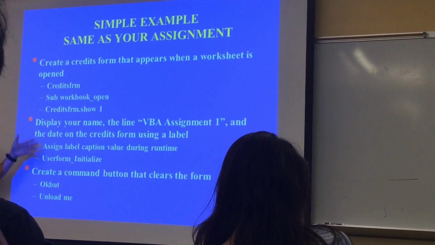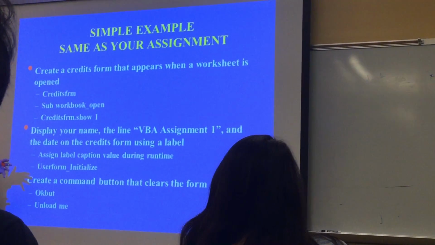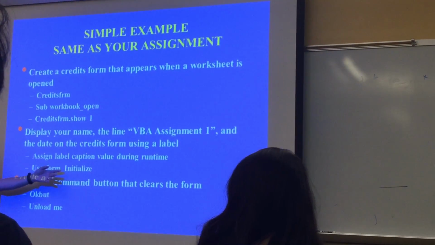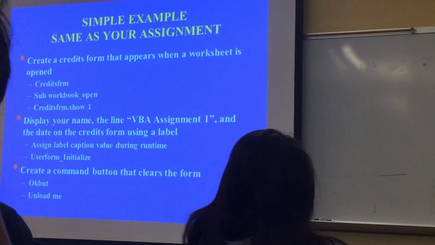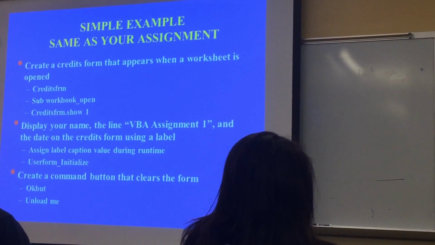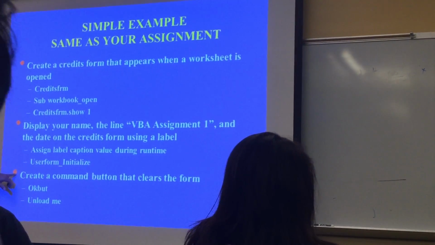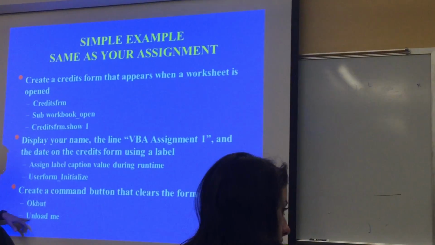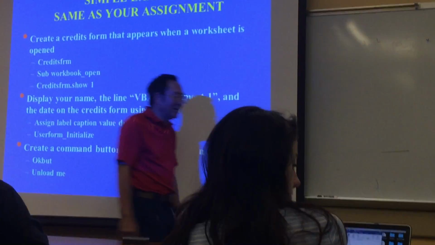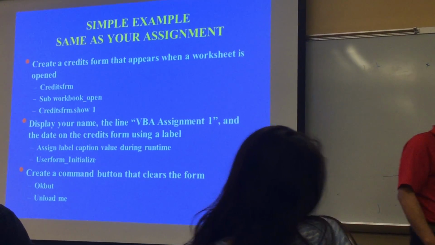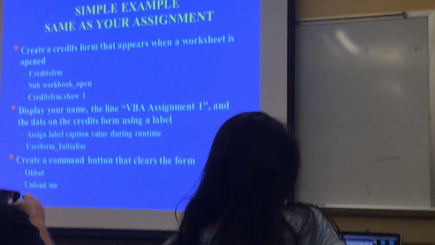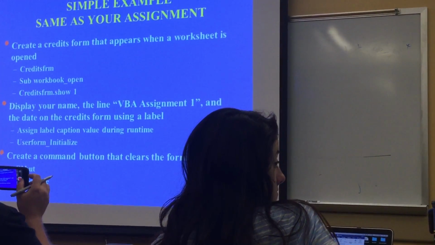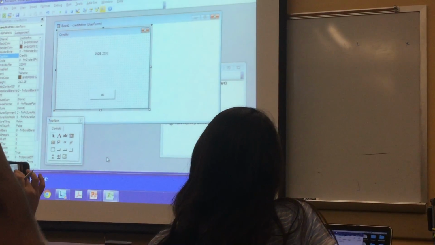So when the form is told to load, it loads itself, but what it does is it executes the code that it does when it initializes itself to show. Then we're going to create a command button that clears the form, exits the form completely, which is going to be what the OK button is, and the code that we're going to put in there is the unload me code. Okay, so that's an actual programming statement. So I'm going to attempt to do all this now.